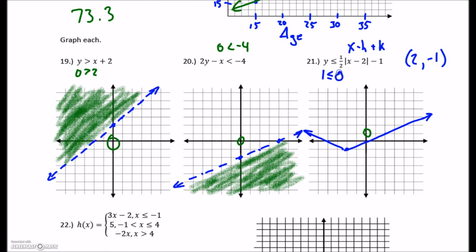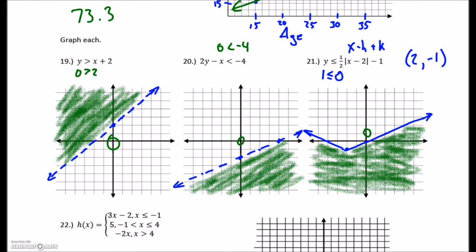So when I plug that in, I get this statement that 1 is less than or equal to 0, which is false. So I'm going to shade the other side of this absolute value function. Okay? This absolute value equation. All right, so again, anytime we have absolute value, there's going to be an element of shading, and you're going to have to decide whether it's a solid line or a dotted line.